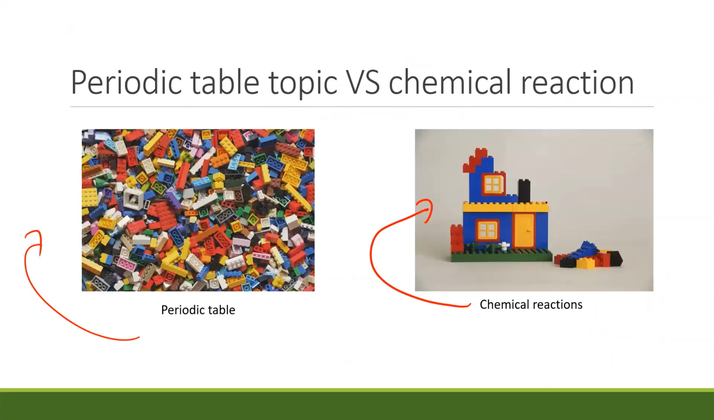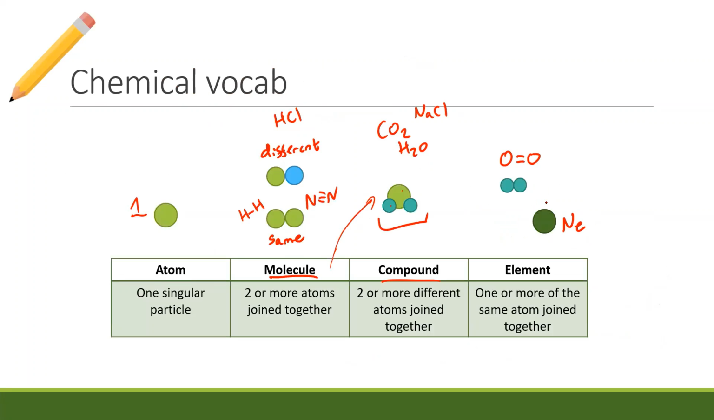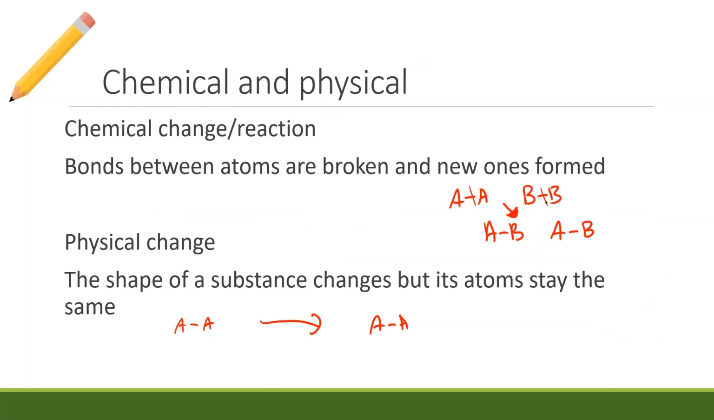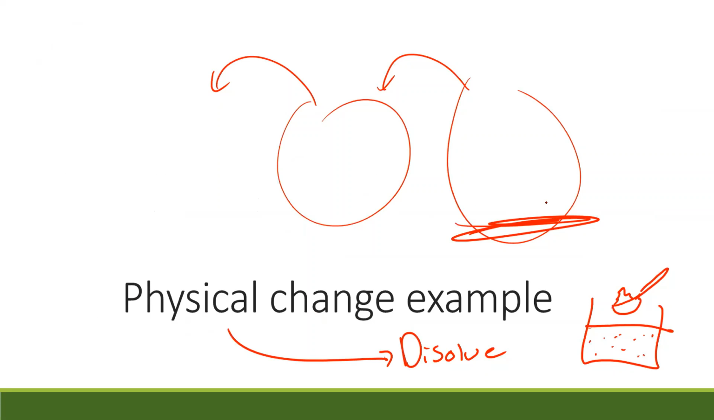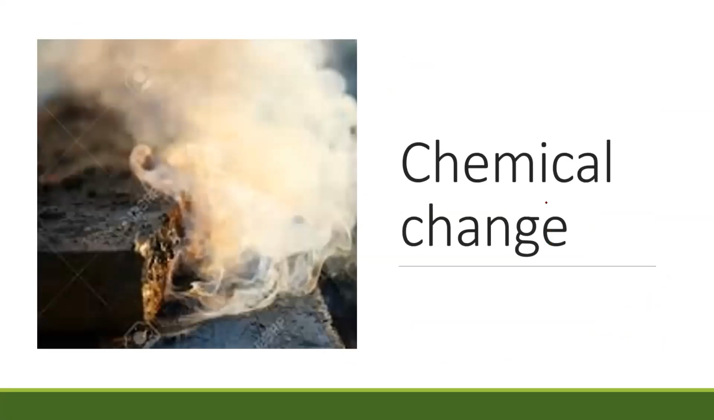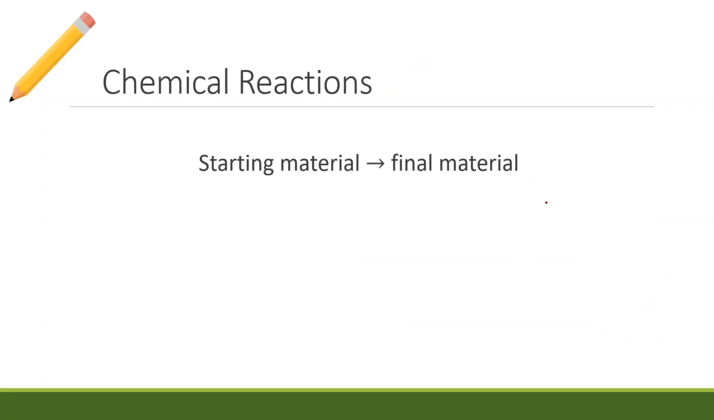So far, what have we talked about? We talked about atoms and molecules. We talked about chemical and physical change. So what is a chemical reaction then? A chemical reaction has a starting material and a final ending material. Now those things have special names. Does anyone remember what you call the starting materials in a chemical reaction?